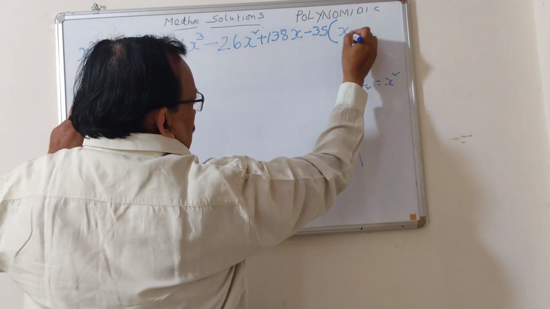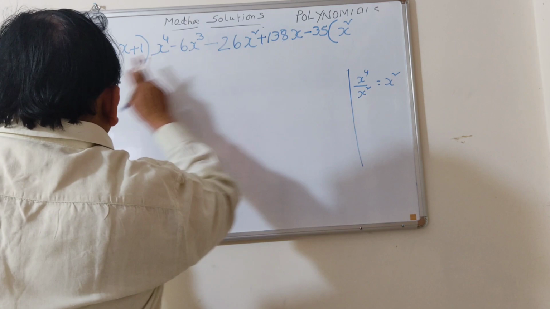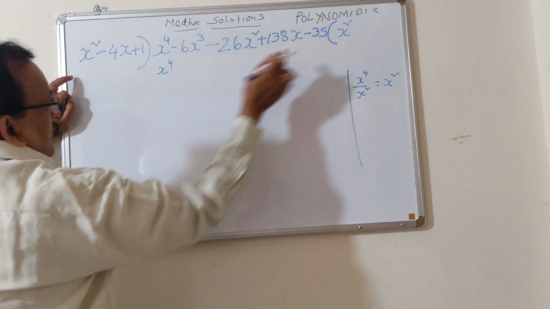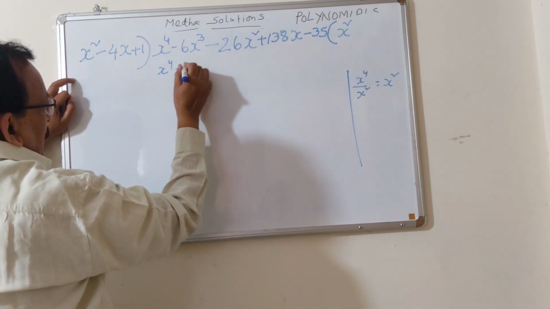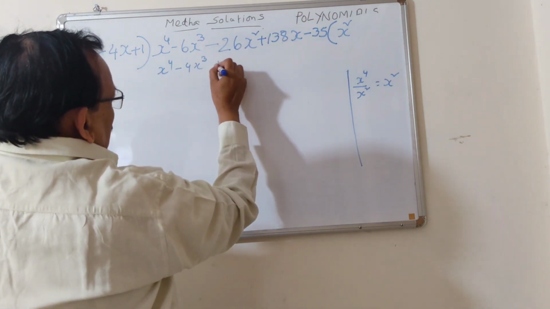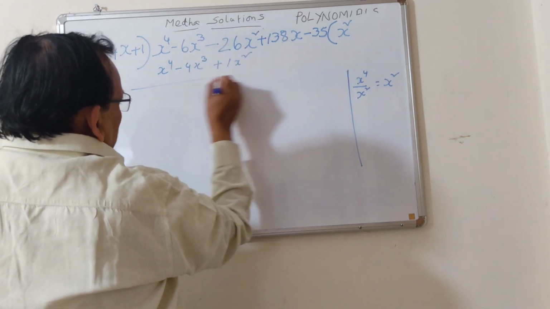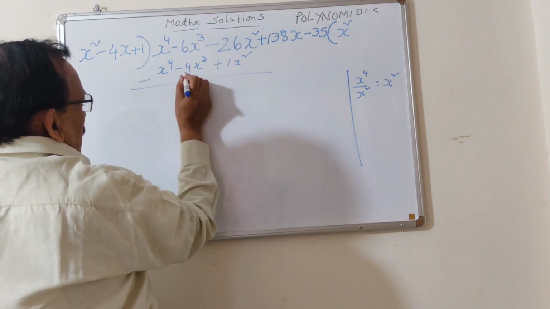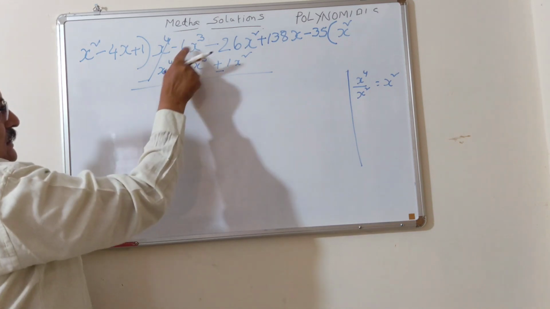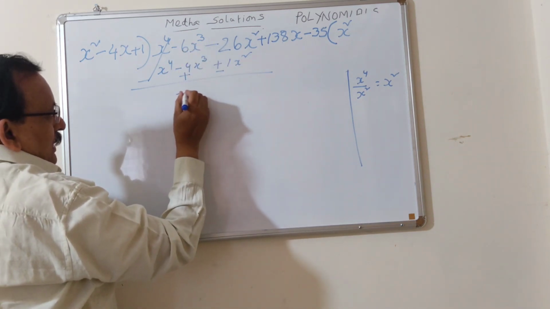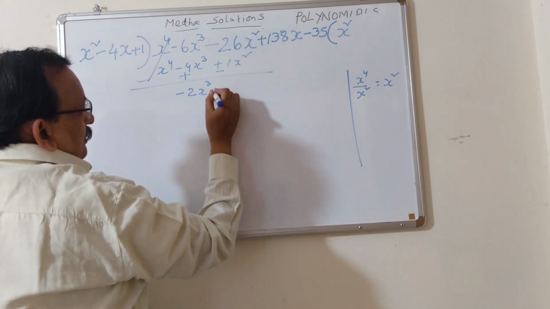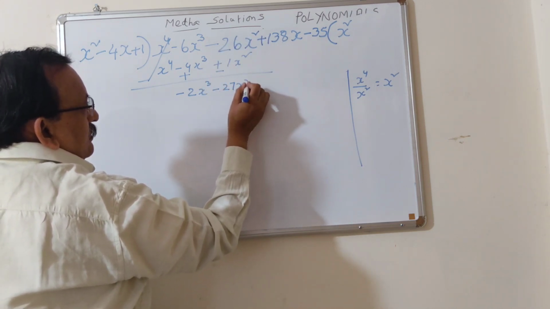We have to write this quotient x square here, and this x square into all these three terms: x square into x square is x power 4, x square into minus 4x is minus 4x cube, x square into plus 1 is x square. Here subtract, change the symbols, plus, minus, and here minus. This cancels. Minus 6x cube plus 4x cube is minus 2x cube, minus 26 minus 1 is minus 27x square.